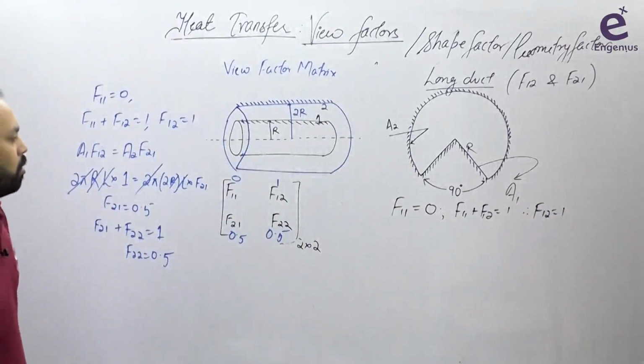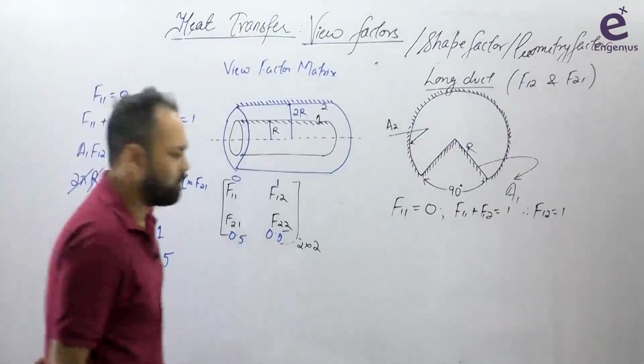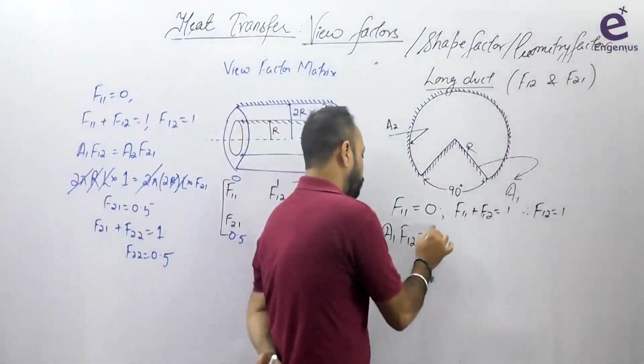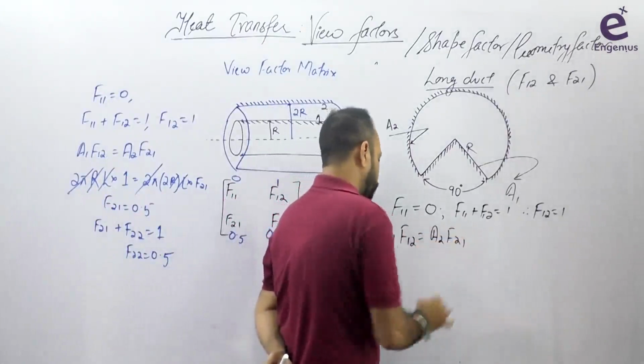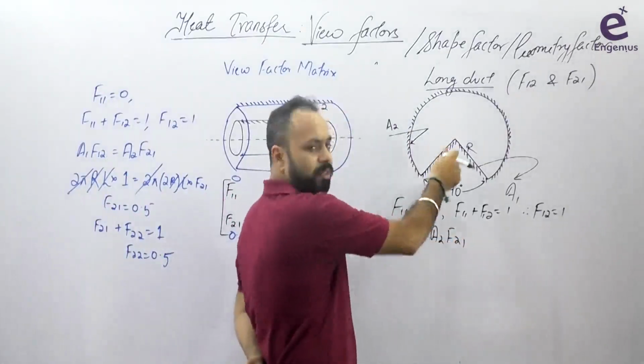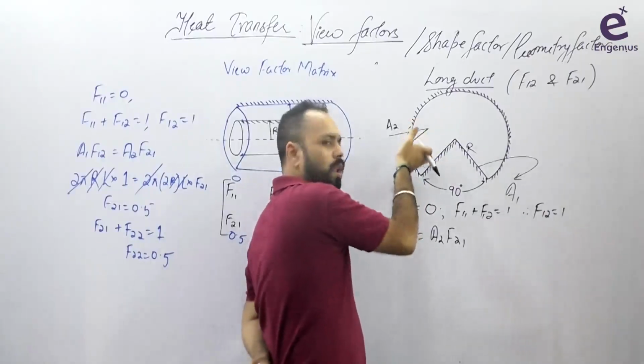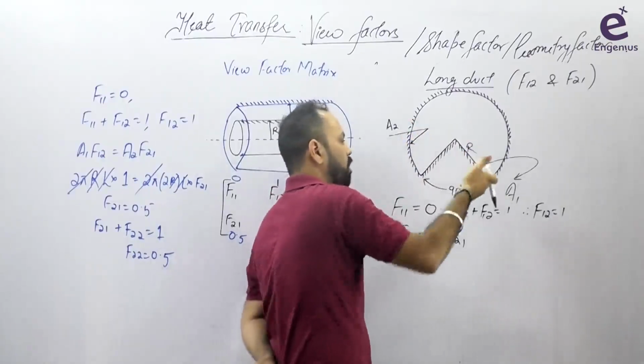Now, what we want to find? F12 तो फाइंड हो गया, F21 फाइंड करना है, तो ठीक है. Next relation is reciprocity. So A1 F12 must be equal to A2 F21, correct? Now what is A1? This area. Suppose the length is L, and this is R, so R into L is the area. For this also R into L is the area.